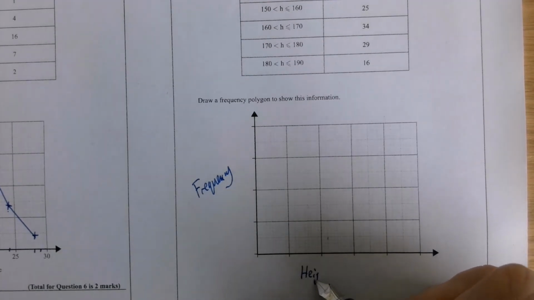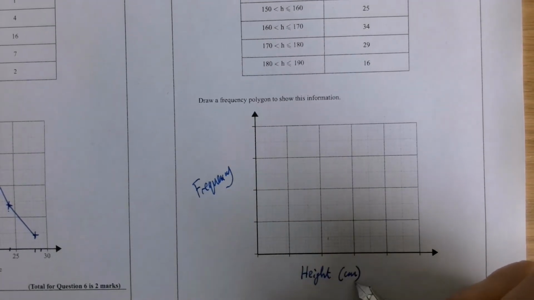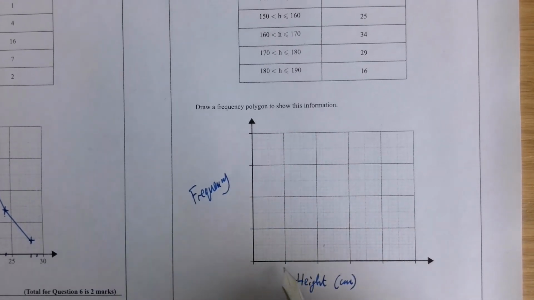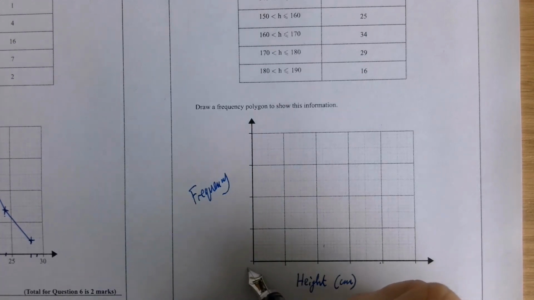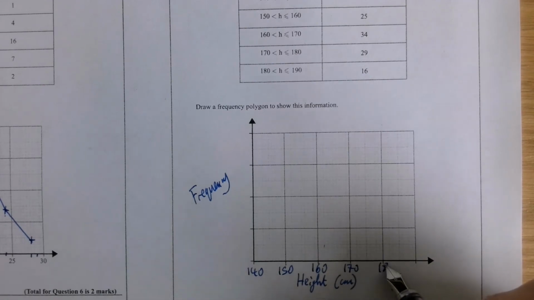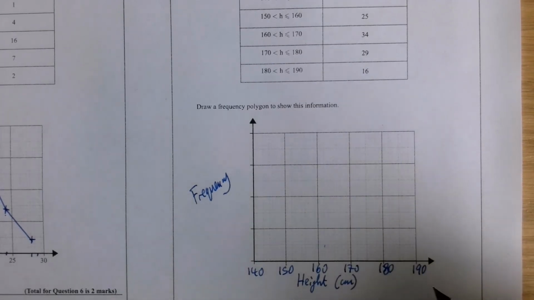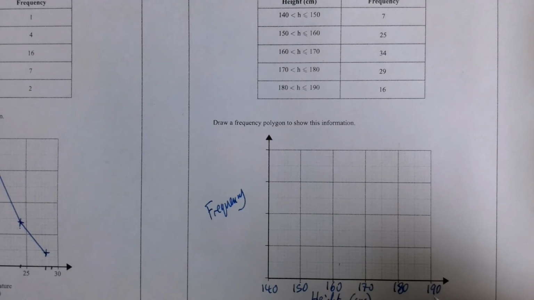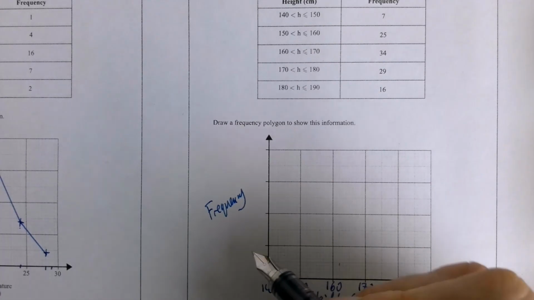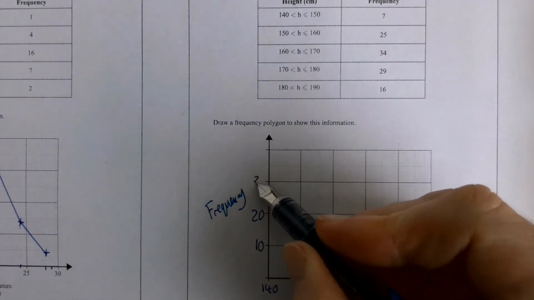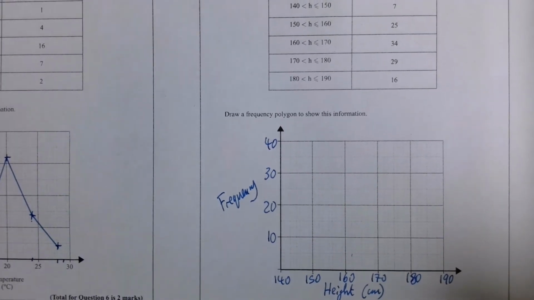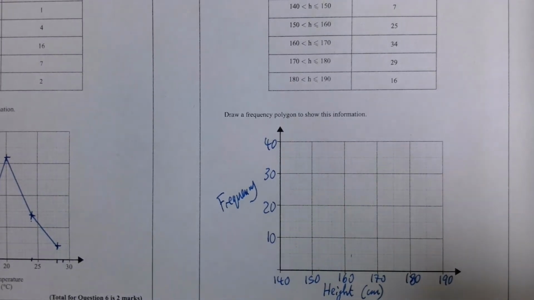Writing height with centimetres, with the units, is also important. And we're going from 140 to 190, 40, 50, 60, 70, 80, 90. So that'll have to be 140 there, 150, 160, 170, 180 and 190. And the frequency going up, well, 34 is the most, so 10, 20, 30, 40 I reckon is going to work easiest up the side. But it doesn't matter exactly what you use, as long as what you do use is consistent.